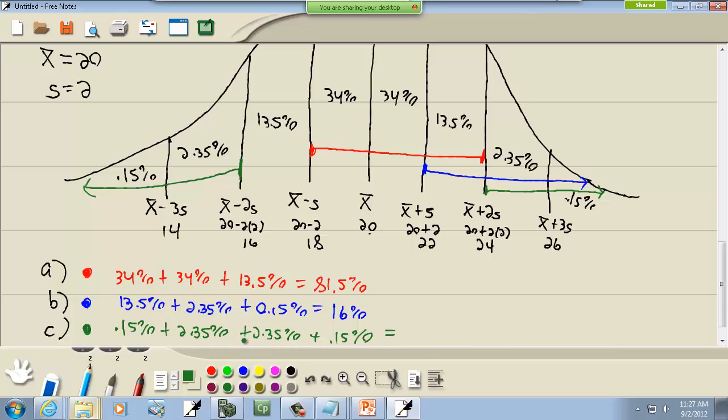Now these add up to 4.7, and that's 0.3, so that gives us 5%. And that's how you work on the empirical rule problem. Now again, sometimes they don't give you the X bar and S. You have to do one var stats first to get those.